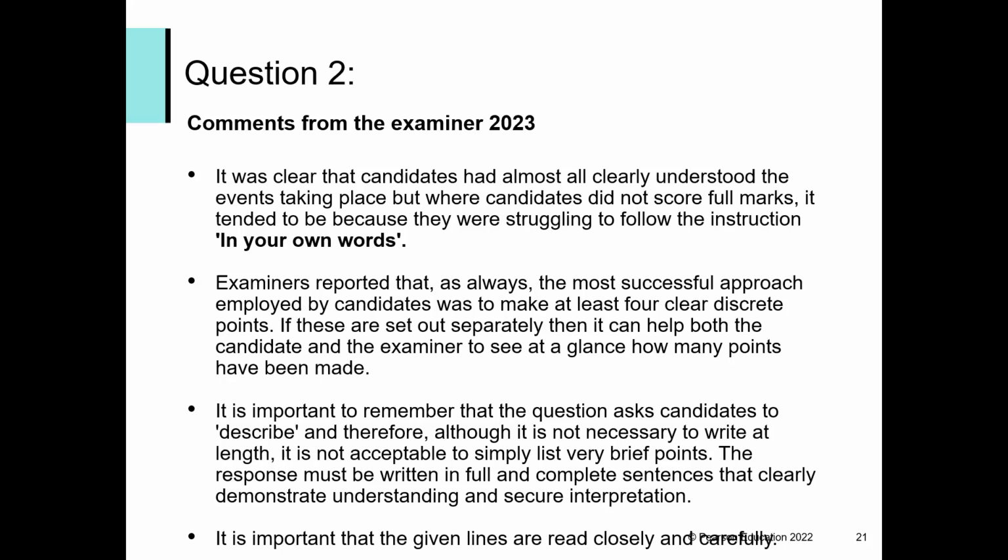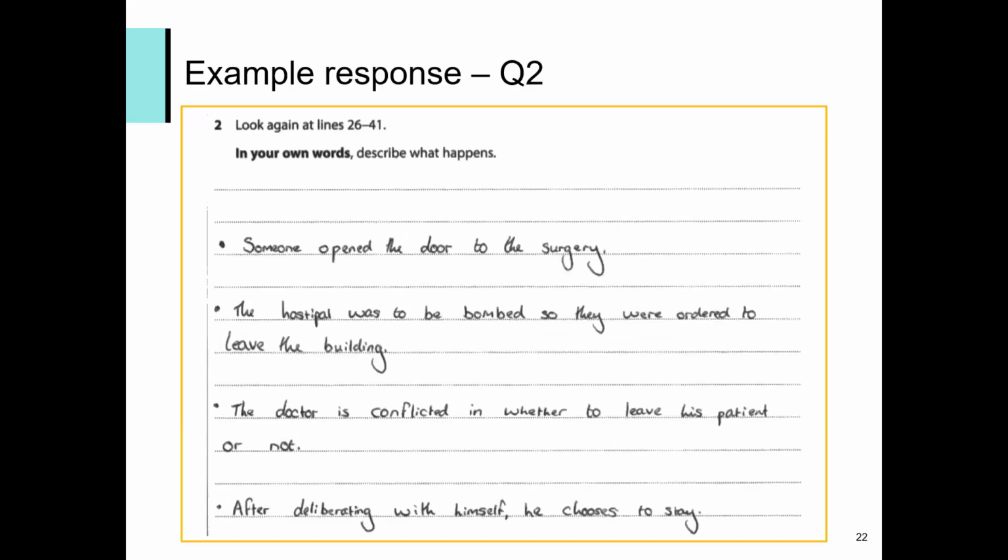So here we have, again, this one isn't in your download pack, but here we have an example. So the question was, look again at lines 26 to 41. In your own words, describe what happens. And this student has written, someone opened the door to the surgery. The hospital was to be bombed, so there were orders to leave the building. The doctor is conflicted in whether to leave his patient or not. And after deliberating with himself, he chooses to stay.